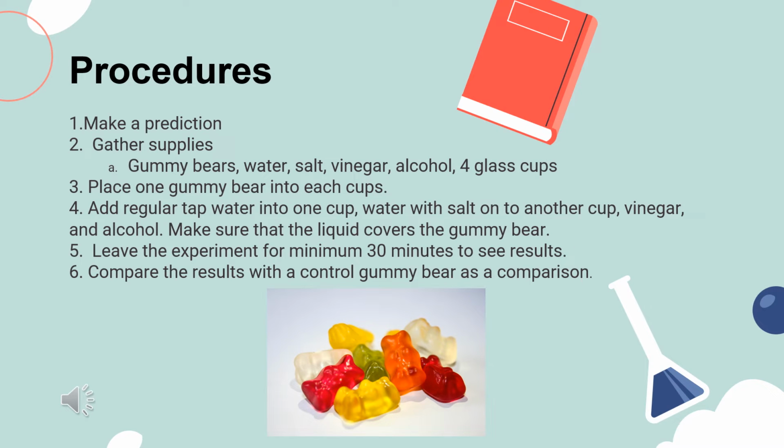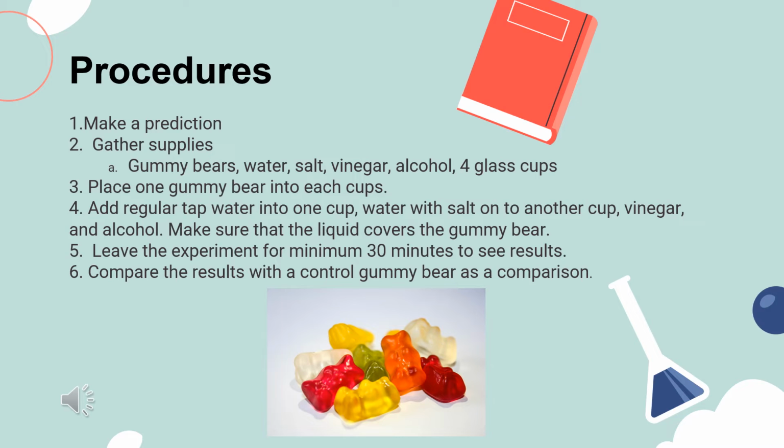So these are the procedures for making the experiment. First, you have to make a prediction. You might think the salt water gummies will be larger than the regular tap water gummies, or that the vinegar one will be smaller than the salt water one. Whatever your prediction or hypothesis is, then you can gather your supplies. I used Welch's gummy bears. One tip is to make sure that they have gelatin, because gelatin is the key component of this experiment.